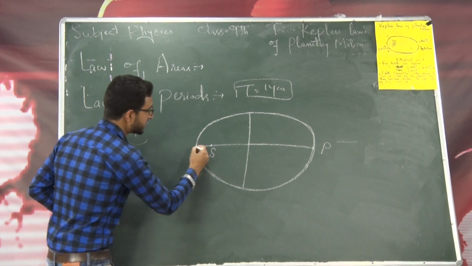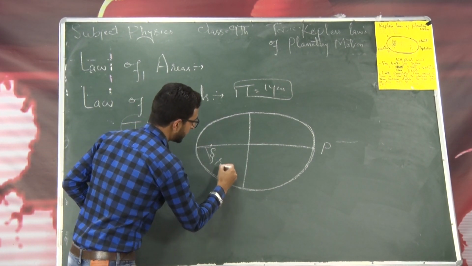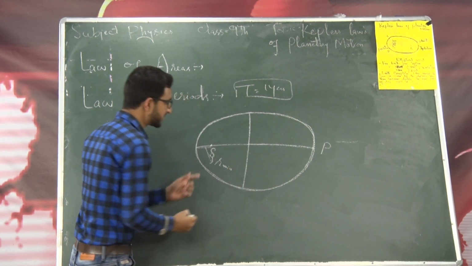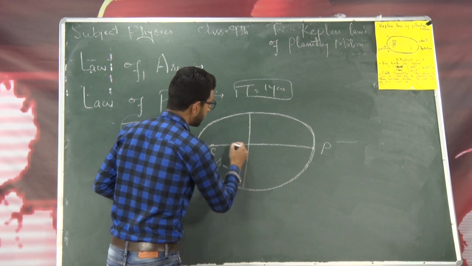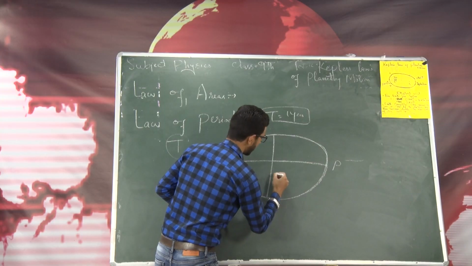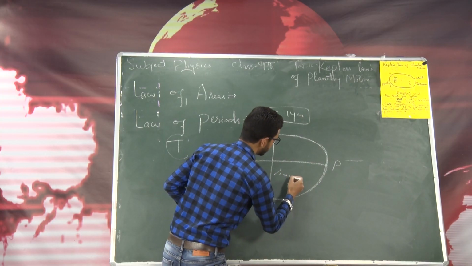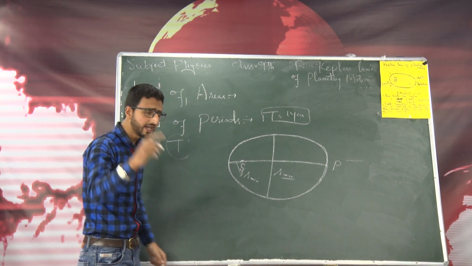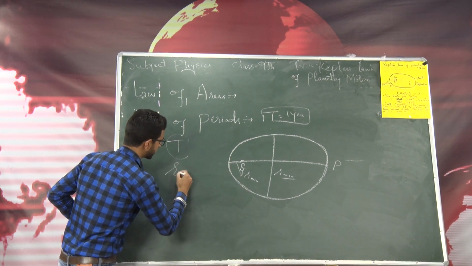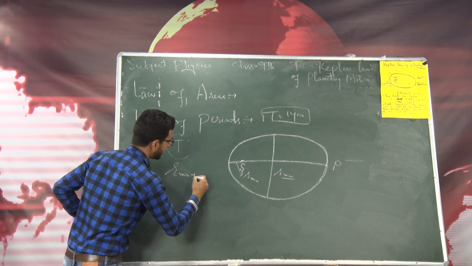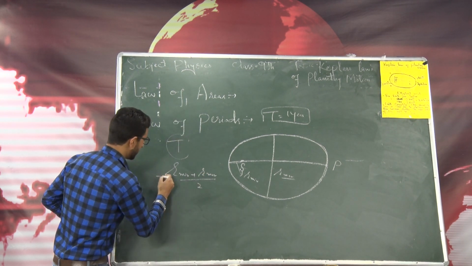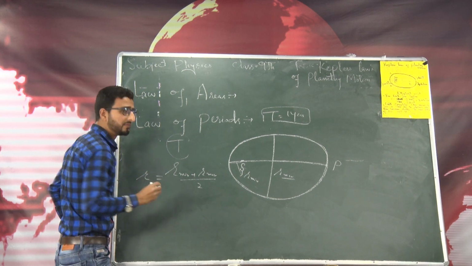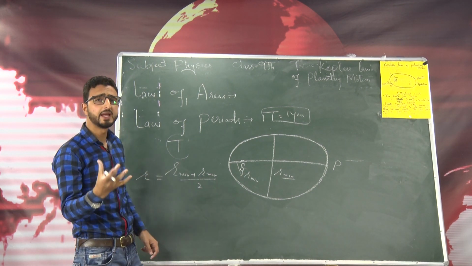Now this distance we usually call R minimum, that is the distance of the sun from the perihelion, and the distance of the aphelion from the sun we call R maximum. Now if I take the mean of the two, that is R minimum plus R maximum divided by 2, we usually call it the mean distance of the planet from the sun.